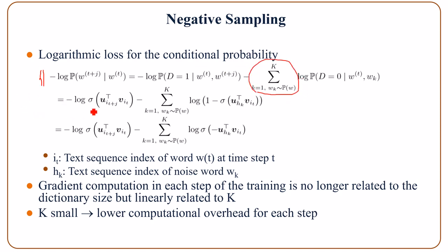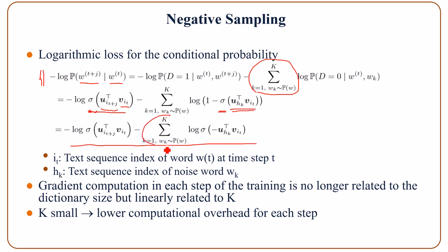Now replace the probability using the sigmoid function. Here we use the sigmoid function to model the probability, and replace the context word by its word representation, the central target word by its word representation as well. We do the same thing here, and eventually we get to this.